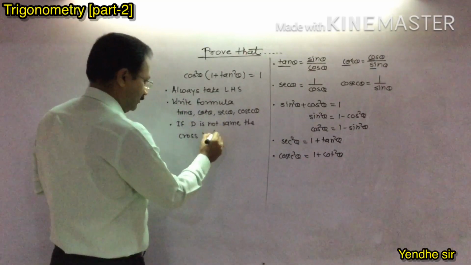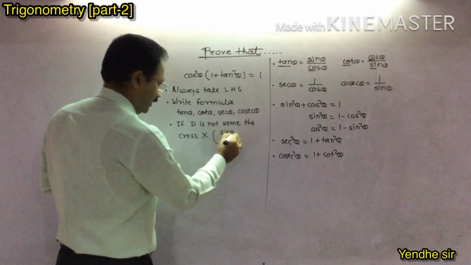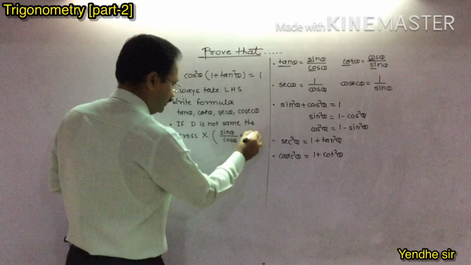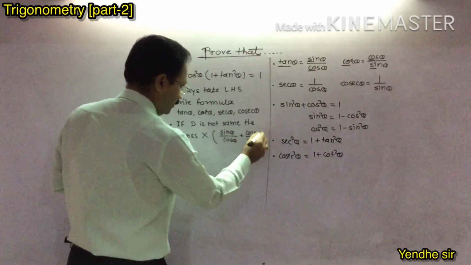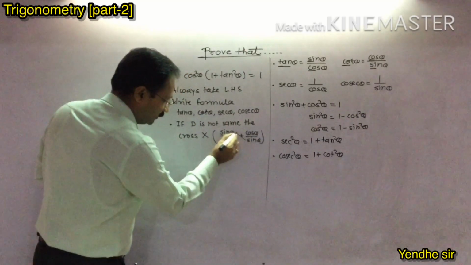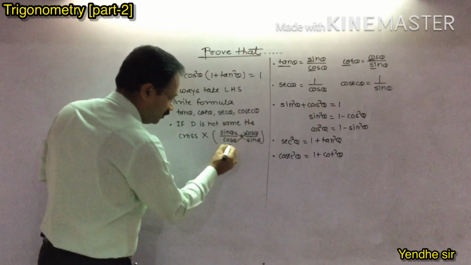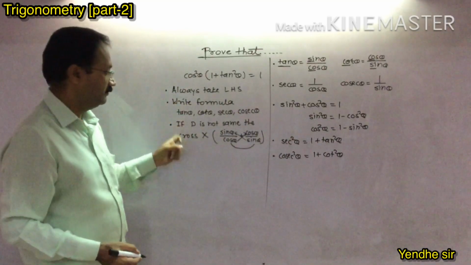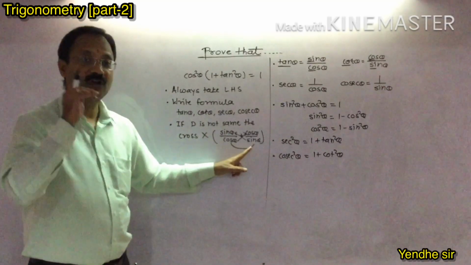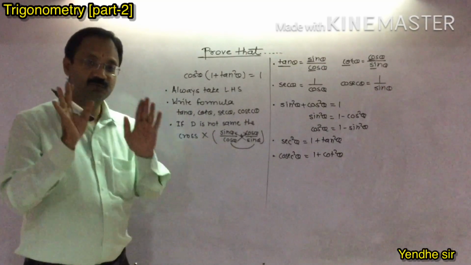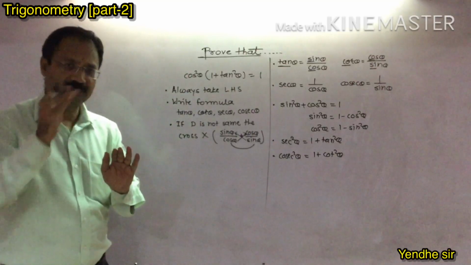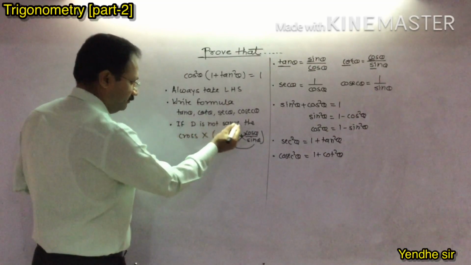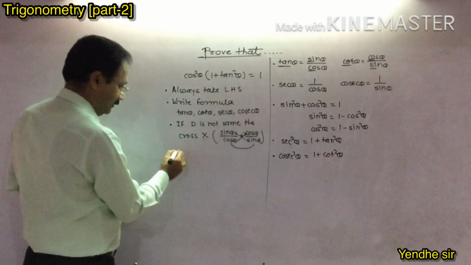Let me tell you one example. Here it is sin theta upon cos theta plus cos theta upon sin theta. So what you have to do? You have to cross multiply. Sin into sin, then cos into cos and cos into sin. It is called cross multiplication. But if the denominator is not same. But if it is same, then it should be as it is, you have to add or subtract the numerator only. So remember this one: if the denominator is not same, then you have to cross multiply.